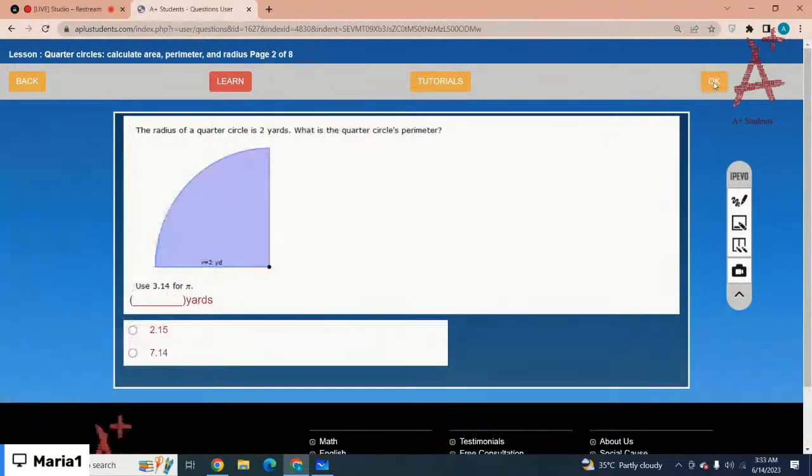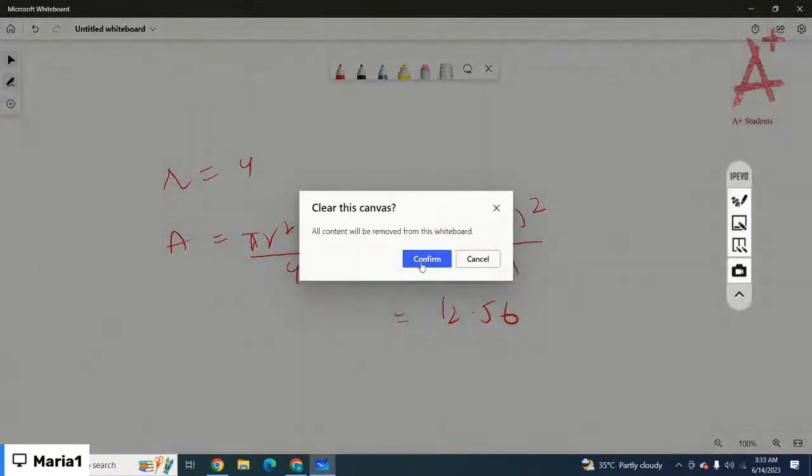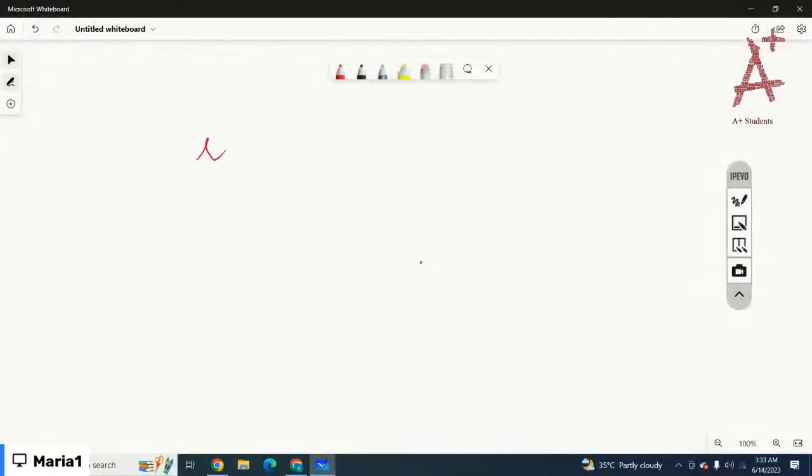Okay, the next one is the radius of the quarter circle is 2 yards. What is the quarter circle's perimeter? So you are given the radius, you have to calculate the perimeter of the circle. So the radius is 2 yards. The radius is 2 yards. You have to calculate the perimeter of the quarter circle.